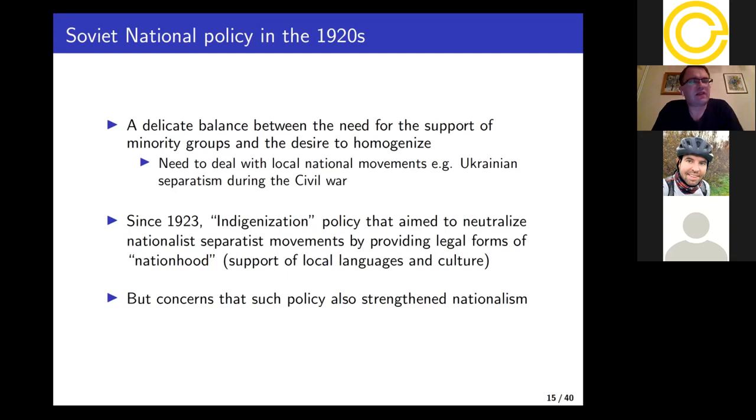The civil war showed that ethnic tensions within the country were very strong. It led to increase in national movements in the outskirts of the empire. So basically, the Bolsheviks had to find a kind of a delicate balance between the need for the support of ethnic minority groups, and their desire to homogenize the country, to build communism, and to have only proletarians in the country, basically. Proletariat, as we know from works of such people like Lenin, Marx and so on, has no motherland.